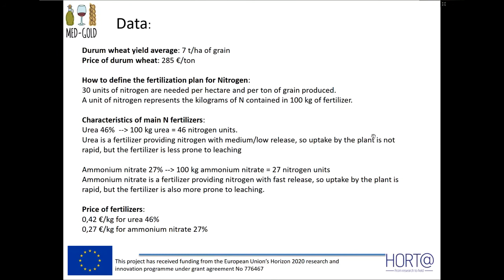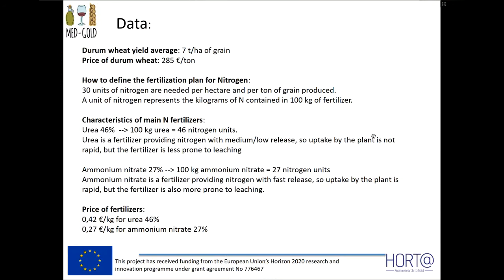And it's important to understand that we have kilograms of nitrogen, called units of nitrogen, and kilograms of fertilizer. Urea, for example, the percentage of nitrogen is 46%. So it means that if you have 100 kilos of urea, you have available for your crop 46 nitrogen units, because not 100% of urea is nitrogen.